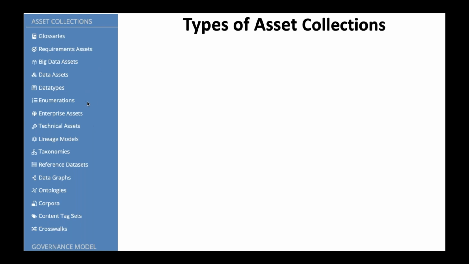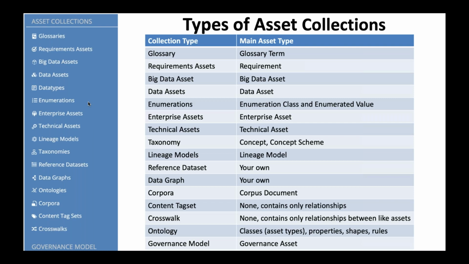For each of those asset collection types, there is a main asset type that controls the type of information that is being stored in this type of collection. So for example, for glossaries, we store glossary terms. For data assets, these are like data dictionaries. We store information about data assets, both logical and physical, and so on.